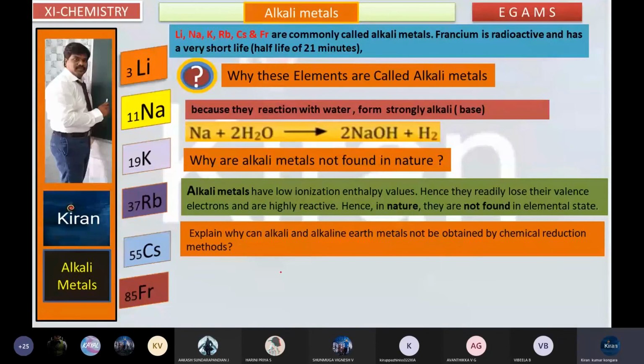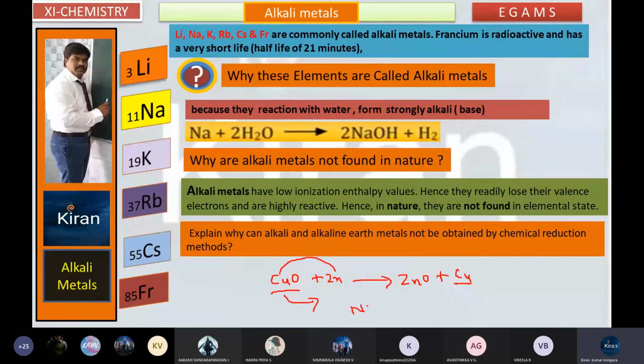For example, see here students, copper oxide is there. Copper oxide, when it reacts with zinc, you will get what? Zinc oxide plus copper. From copper oxide, I am getting copper. This is called reduction. The zinc replaces copper. It is coming out. This is known as reduction. This type of method is not possible.